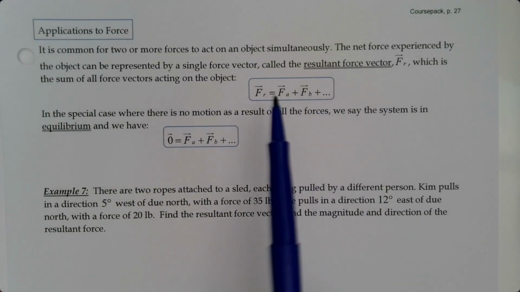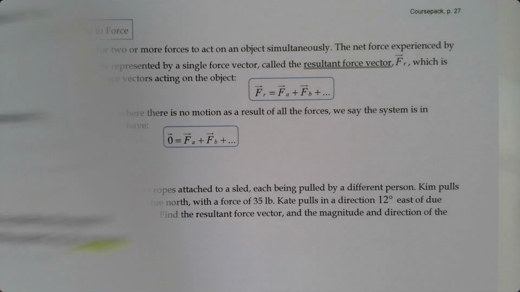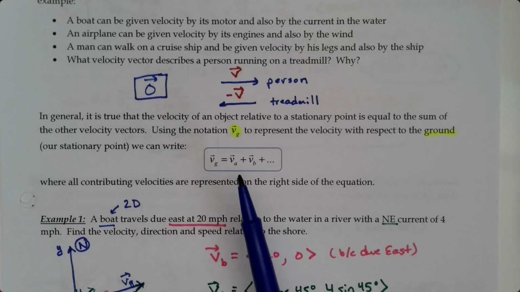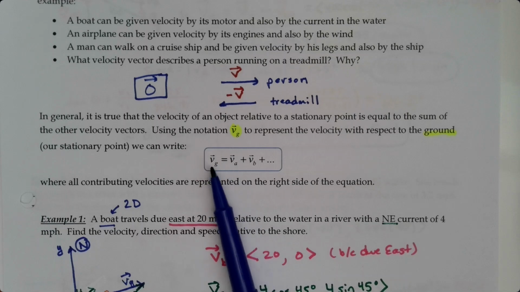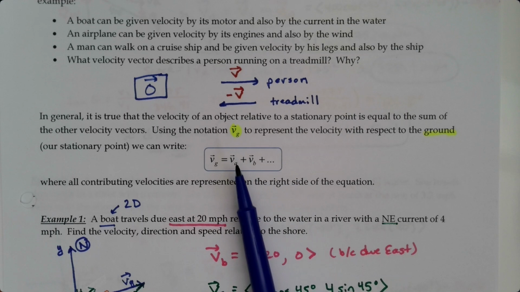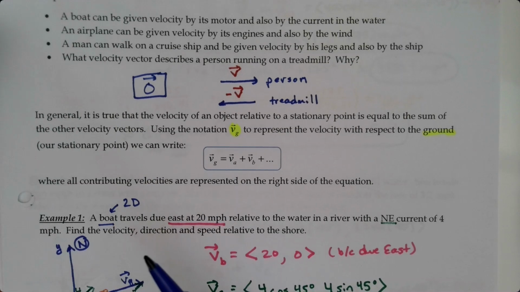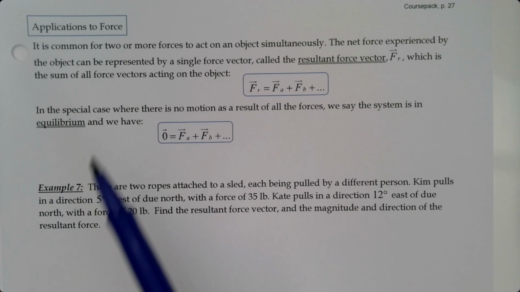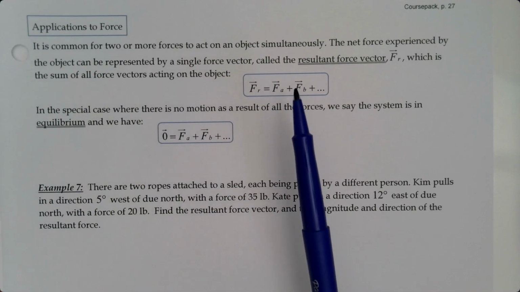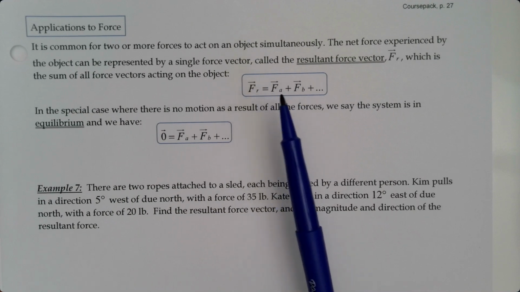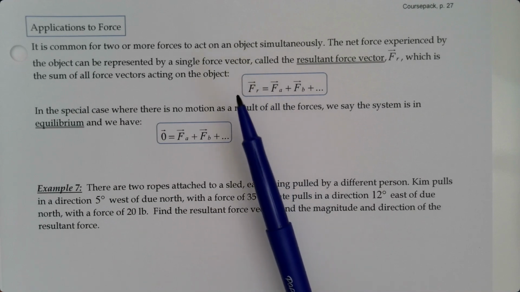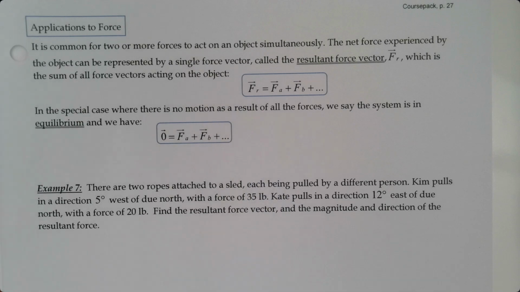And this is very similar to what we were looking at with velocity. When you look at the velocity vector, the velocity with respect to the ground, with respect to a fixed stationary point, is the result of all the velocity vectors that are acting on the object, or the boat or whatever. And it's the same for force, right? So when we have all the forces acting on an object together, they create the resultant force vector, which is the force acting on the object all together.